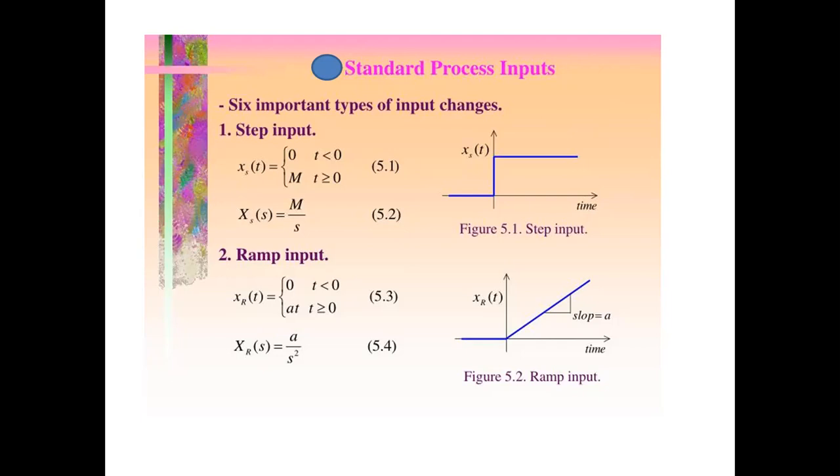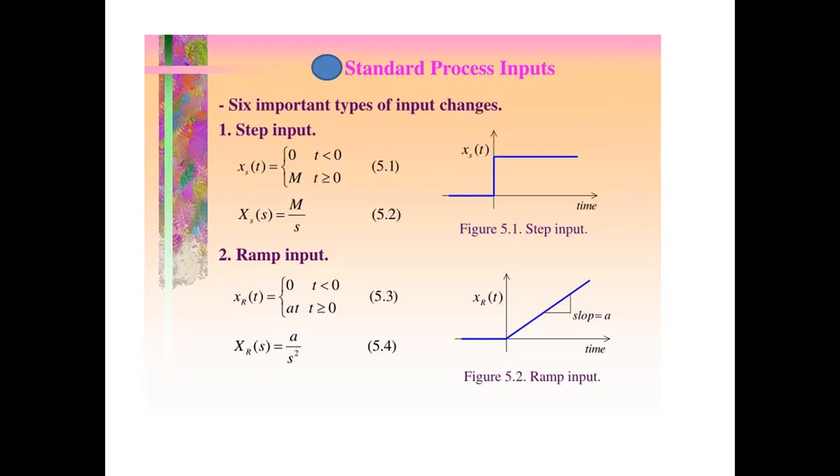The diagram shows the step input, time versus amplitude. If the time is greater than or equal to 0, the value will be equal to 1. The next input we are showing here is the ramp input.